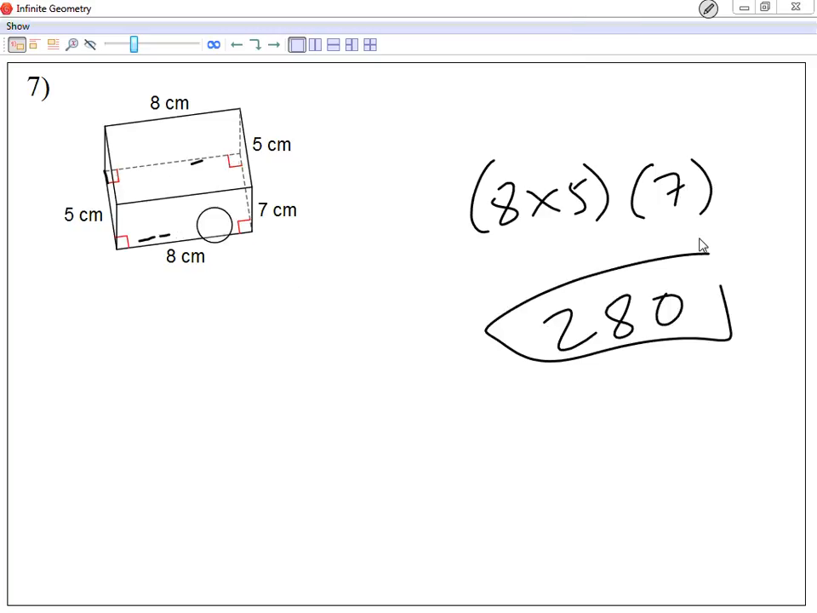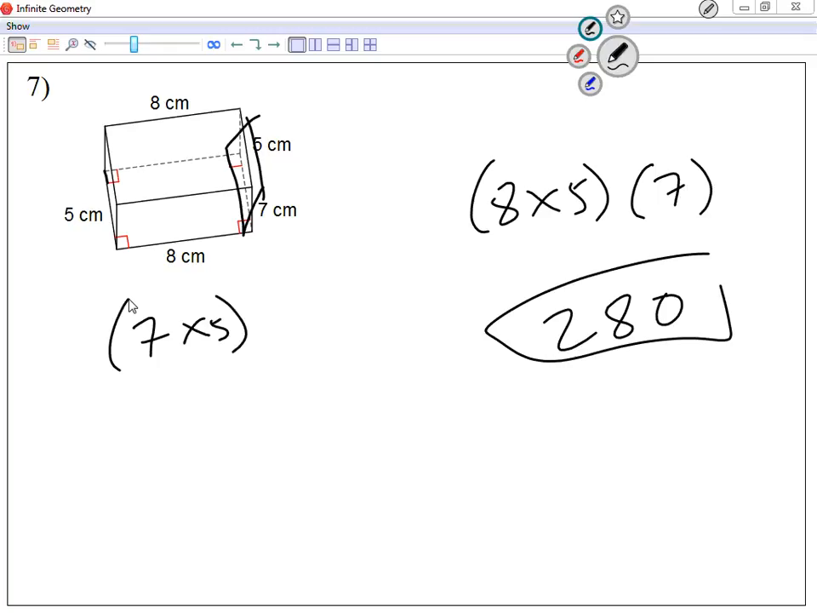Now notice that I use an 8 by 5 rectangle. If you were to use the little side one, 7 by 5, your base will be 7 times 5. In your case, your height will be 8. 35 times 8 still gives you 280. So when you have a rectangular prism, just get a rectangle to be the base, and you'll be fine. It doesn't matter which one you get.